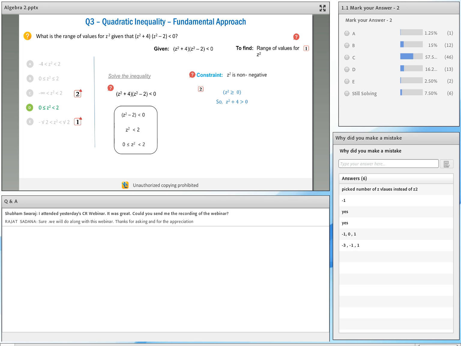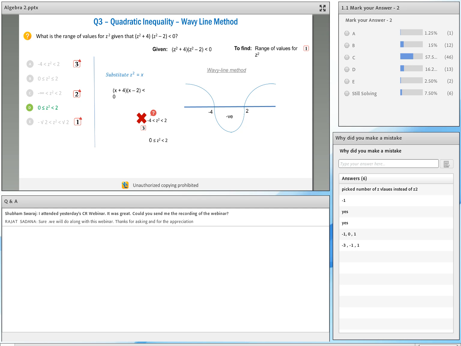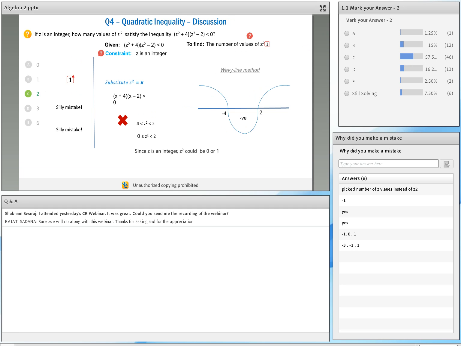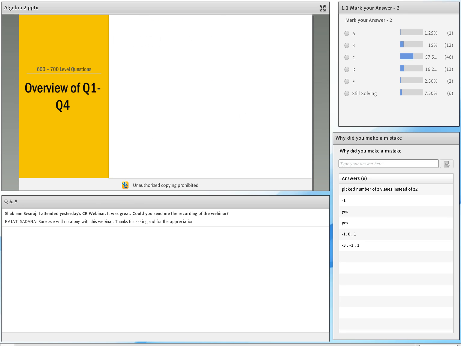Don't rush into solving the question. Again, this is the same question solved using the wavy line approach. We are not going to worry about it. But let's analyze the 4 questions. The first question, again, a very basic application of inequalities. We had 2 inequalities. The thing that we had to remember was that you've got to change the sign of inequality when you multiply it with a negative number.